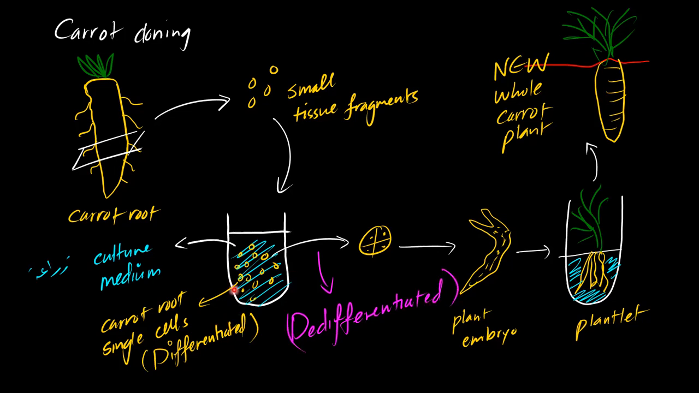So remember, these are differentiated cells, which means they are specialized in structure and function. They are root cells. Okay, root means جذر. Carrot, جزر.